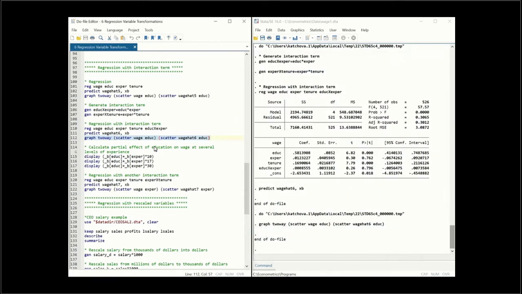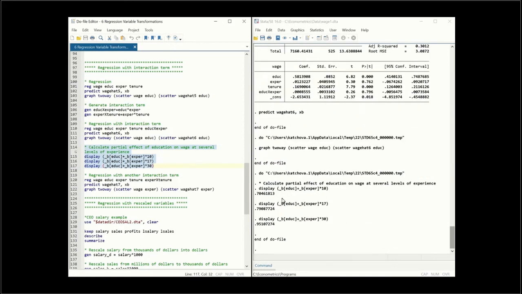Okay, so now we can calculate the partial effect of education on wage at several levels of experience. Notice that if we want to calculate the partial effect now, we have to calculate at several levels of experience. So the partial effect is the coefficient on education plus beta, the coefficient on experience, times whatever that experience is. And here we would just pick 10, 17, which was the mean, and then 30. So let's see these.